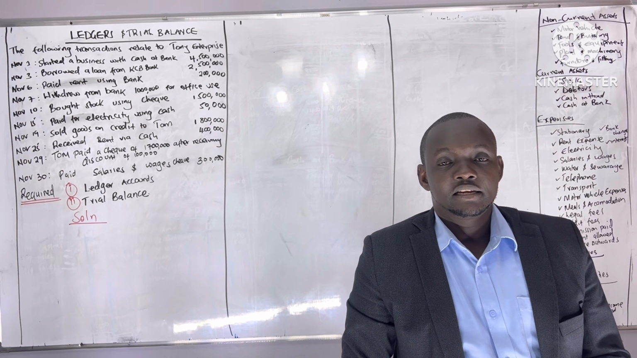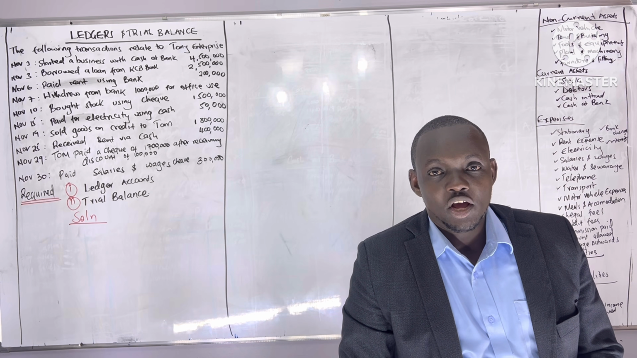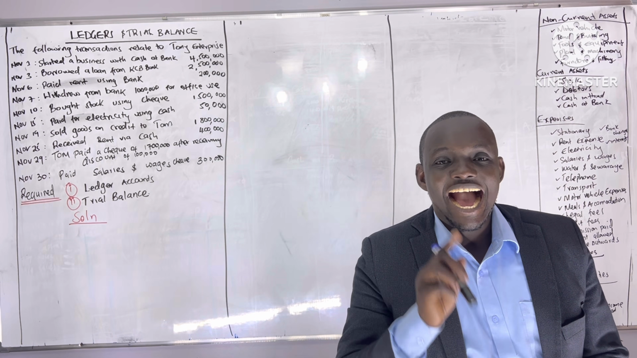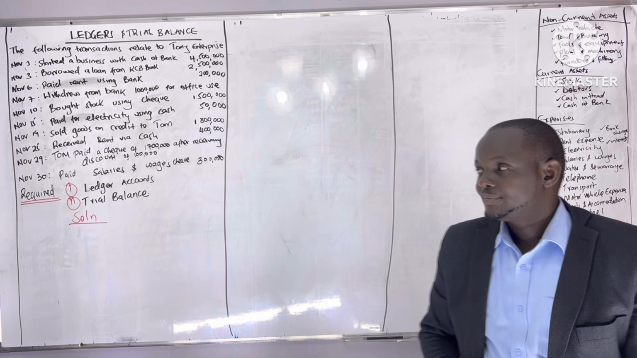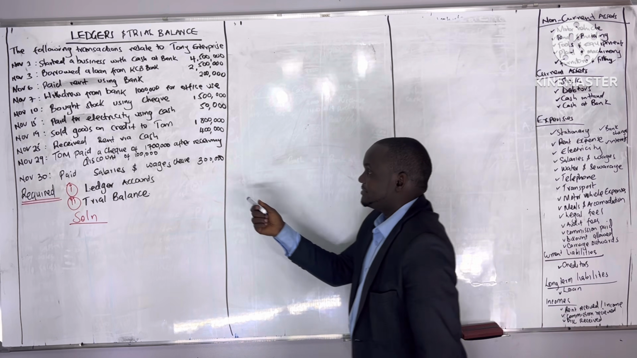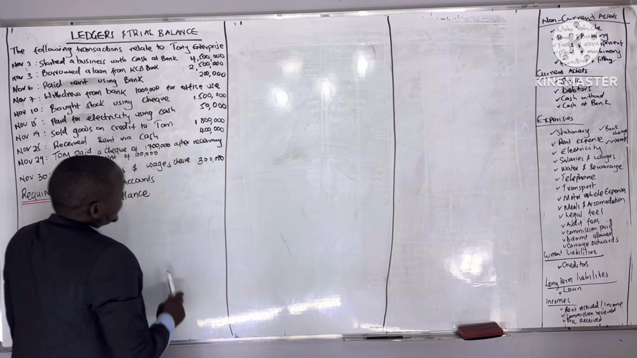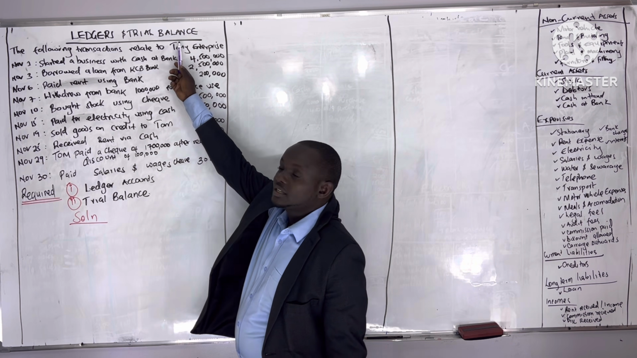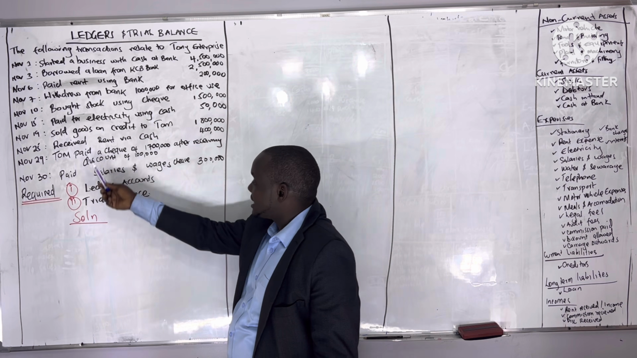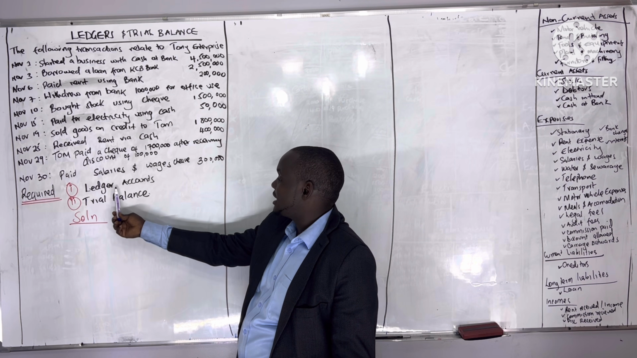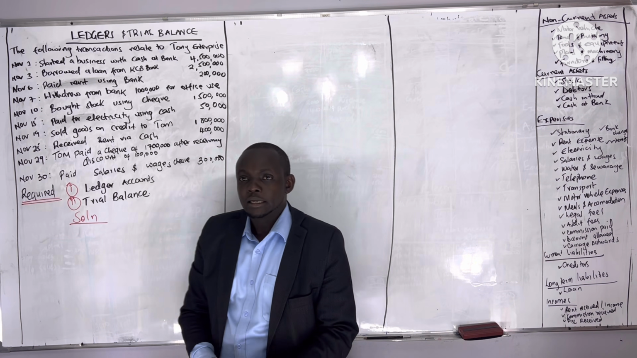Hello guys, let's look at ledgers and trial balance using Alice principle. Here we have a question. We are told that the following transactions are related to Tony Enterprise. The transactions are given here and we are told to prepare ledger accounts and trial balance.